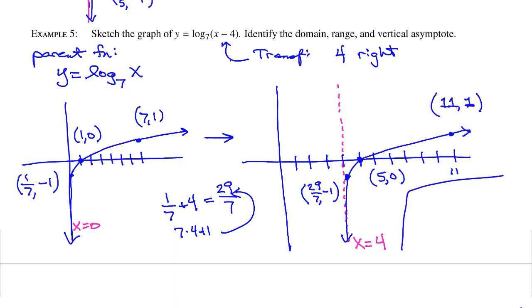Now let's find the domain. The domain is 4 to infinity because we shifted everything over 4 units to the right. The range is still negative infinity to infinity, and the vertical asymptote is x equals 4.